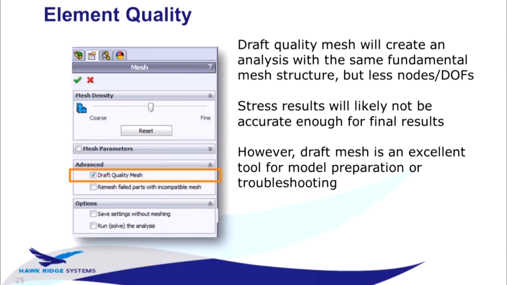And I see a question just popped in. Do all simulation packages have high and draft quality elements available? In SOLIDWORKS, all the analysis tools do have that option. On the stress side of things, if you're talking about analysis tools in general, they may call them 4-node tetrahedrons and 10-node tetrahedrons, but they'll generally have access to first and second order elements.